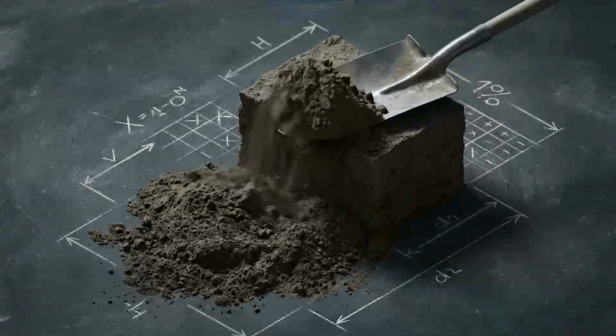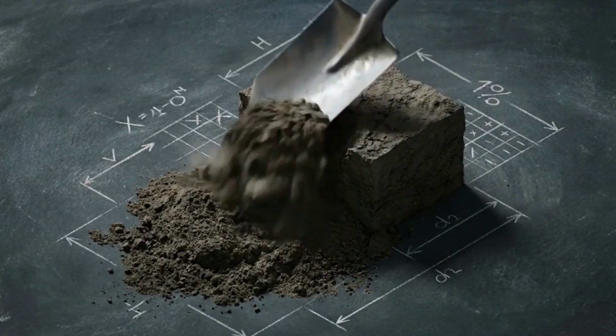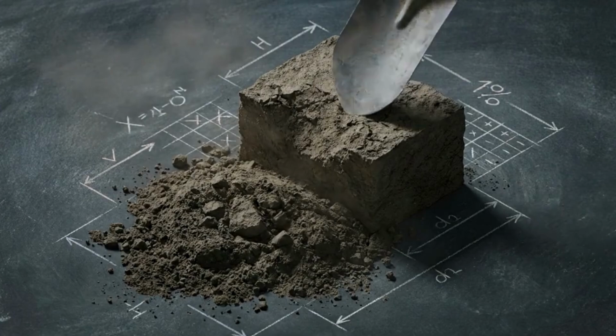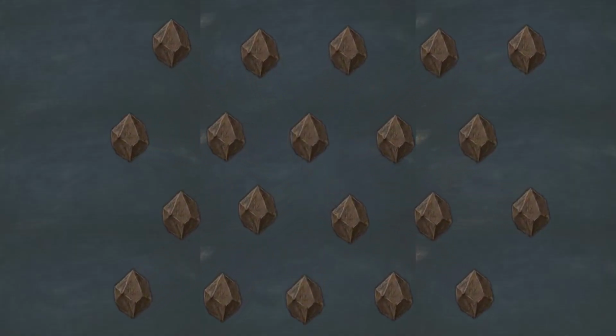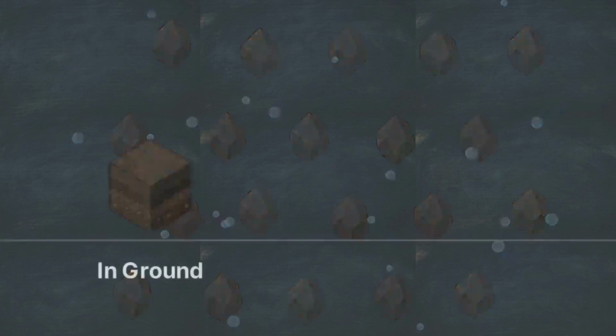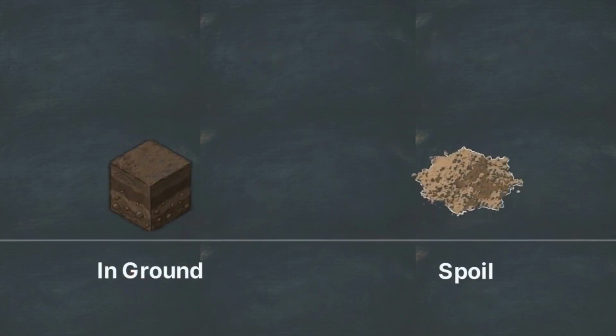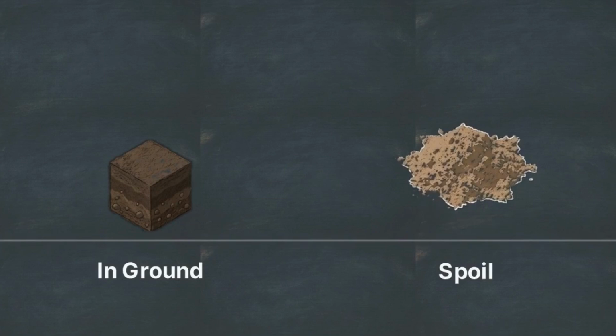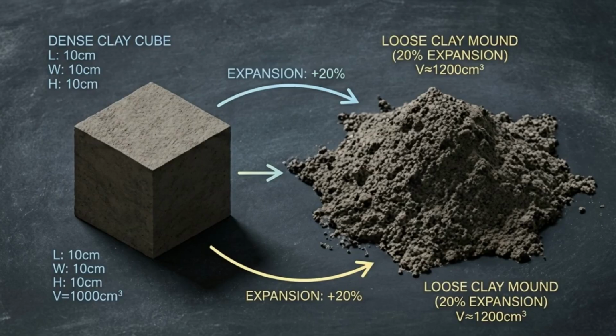Here is where beginners make their first major mistake. When you dig soil out of the ground, it expands. It loses its natural compaction and traps air. This means your final pile of excavated dirt, known as spoil, takes up significantly more volume than it did in the ground. The amount of expansion depends entirely on the material.